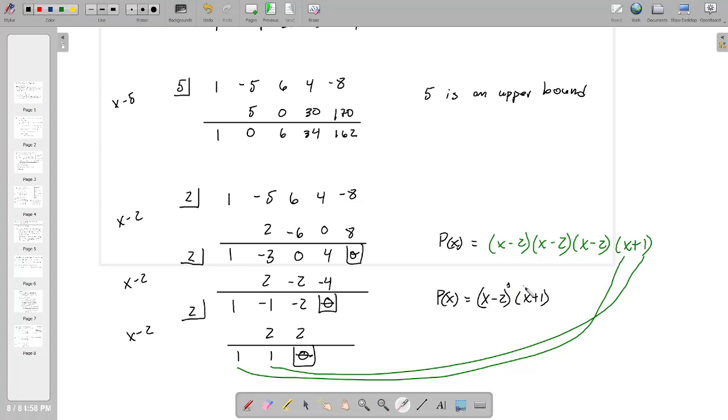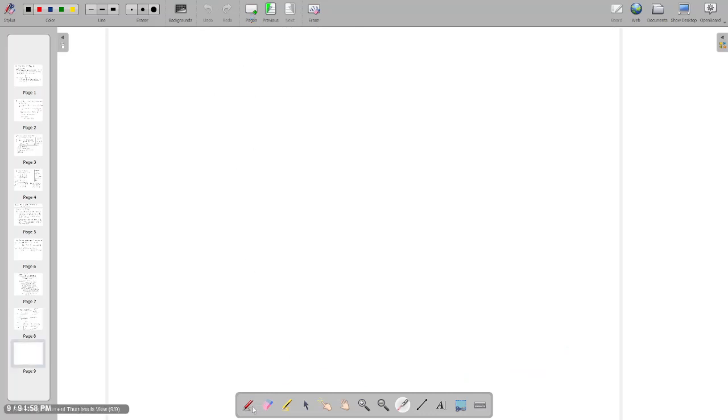Now, these are kind of tricky sometimes when you have to reuse a number in your synthetic division. So be careful with that. A lot of students forget that, and they just move on to a different number. You don't necessarily need to move on. I want you to try one now.